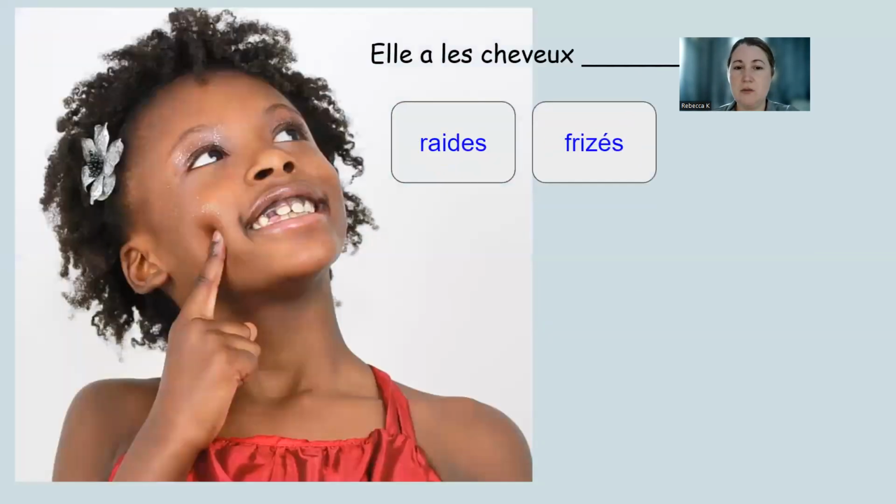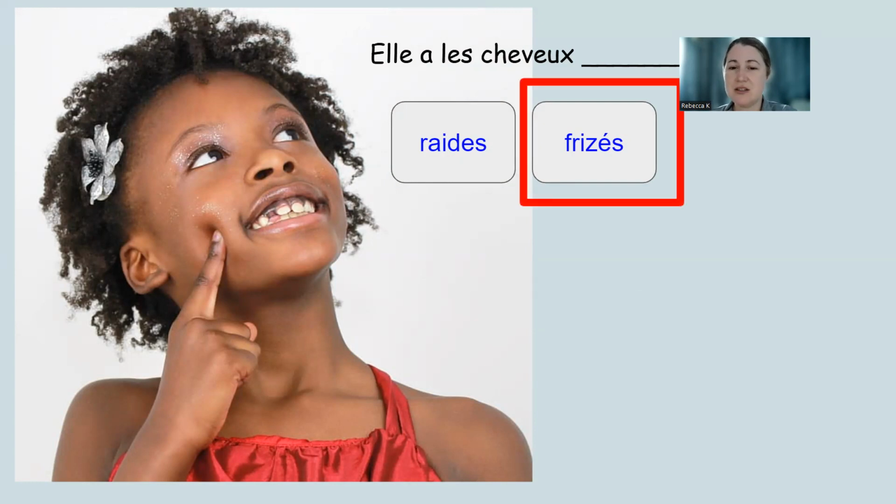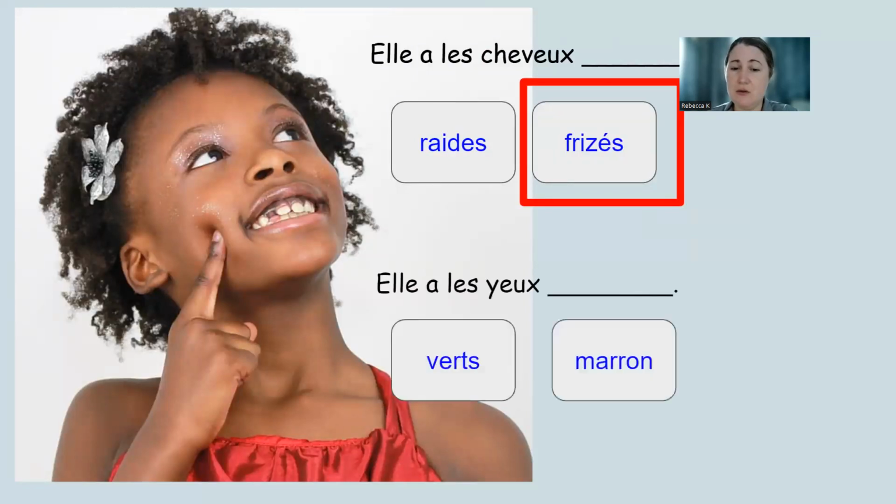Okay, so let's do one more. How is this girl's hair? Raide ou frisé? I think that's a spelling mistake. I think the Z in frisé should be an S, but I'm not 100% sure, so I'm going to ask you to look that up and check it. Okay, you can let me know in the comments. Elle a les cheveux frisés. We don't tend to use that word to describe hair in English, but we know what it means. Frizzy. Really tight curls, yeah. Elle a les cheveux frisés. Elle a les yeux verts ou marrons? She has brown eyes. Elle a les yeux marrons.